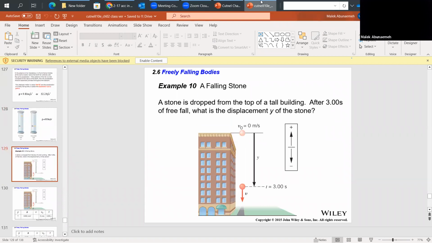A stone is dropped from the top of a tall building. After 3 seconds of free fall, what is the displacement of the stone? So you have initial velocity 0, time of 3 seconds, and you need the displacement, which is your x. Let me write down the information. This is going to be example 10.